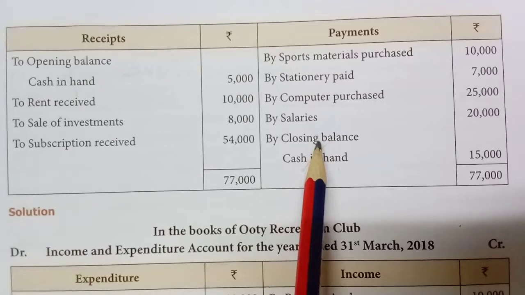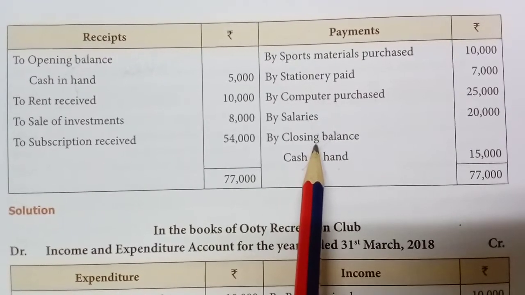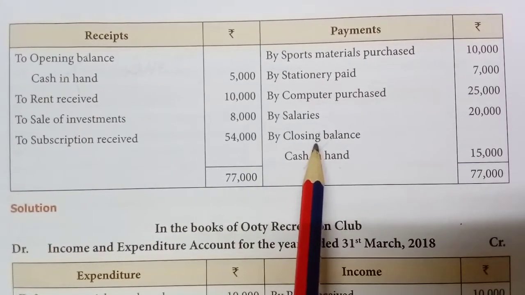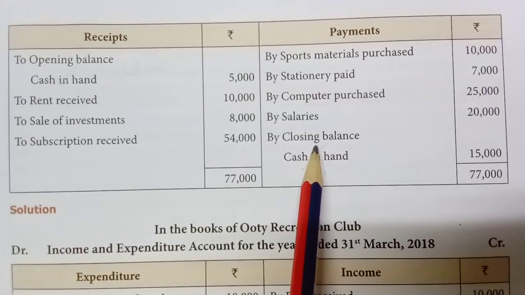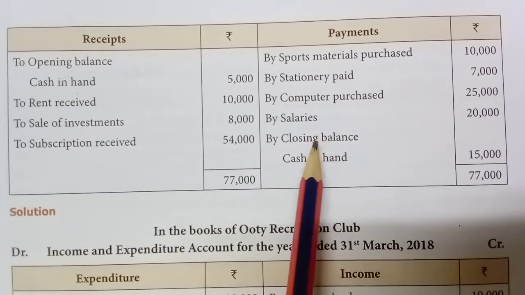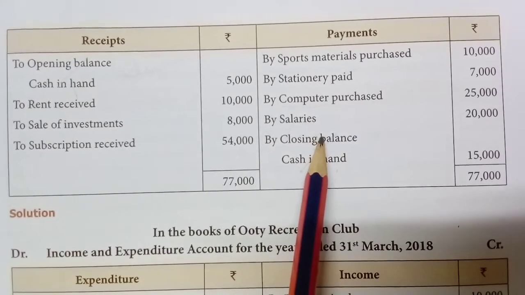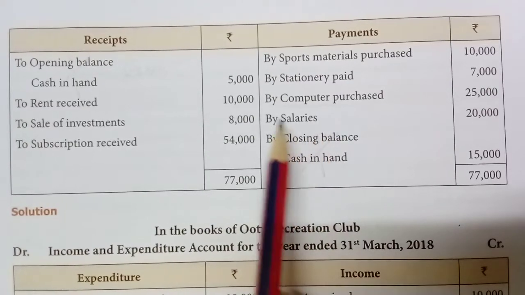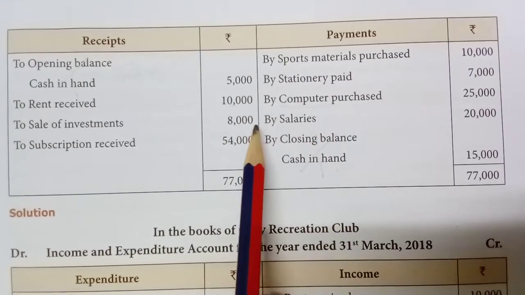Then no adjustments are given, so no non-cash items, bad debts, nothing is given. No specific fund, so leave all of them. Then at last we have to balance this account. So I will do this and show it in the notebook.